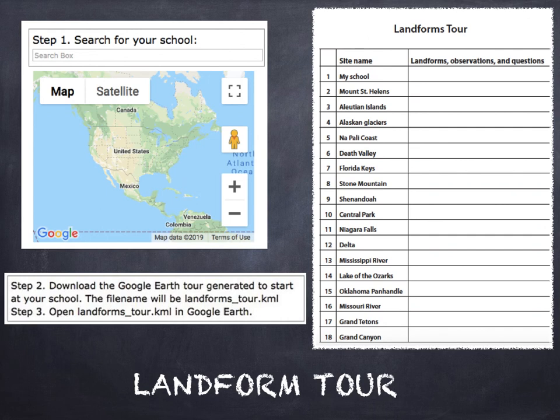However, the first thing we need to do is please log on to FOSS-Web and enter the landform tour within the multimedia section. Once you enter the tour, complete Step 1 and search for our school. Step 2, you will need to download the Google Earth Tour, which will start us at our school. Step 3, open the landform tour link in Google Earth.